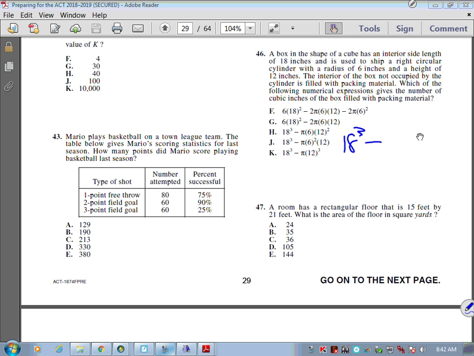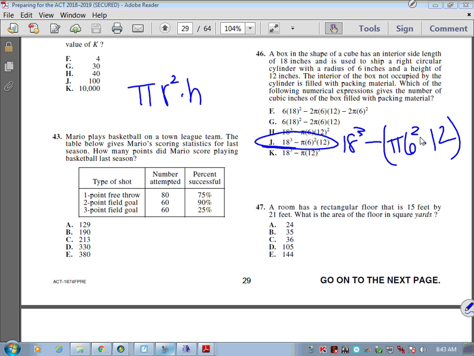The volume of a cylinder formula is pi r squared times height. So we need to subtract pi, and the radius is what? 6 squared times, and what was the height? 12. And so that's what we're seeing right there.